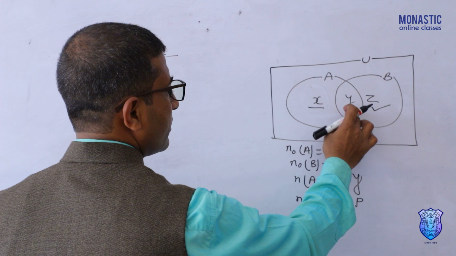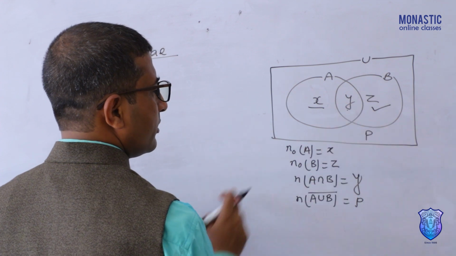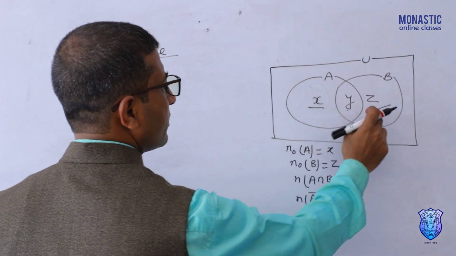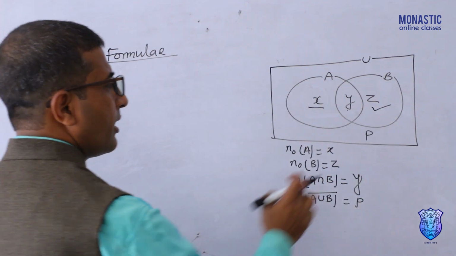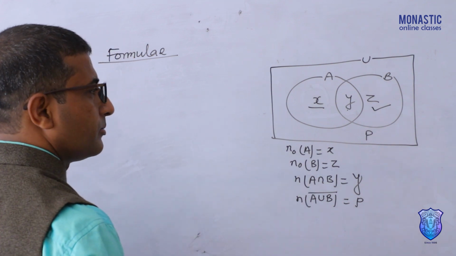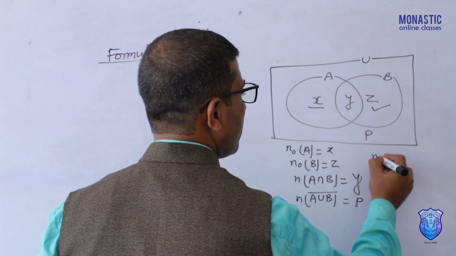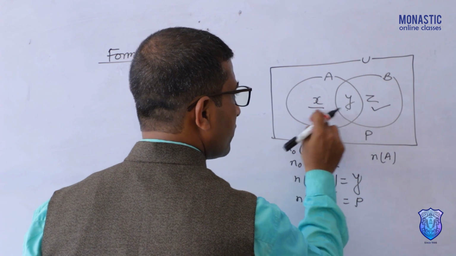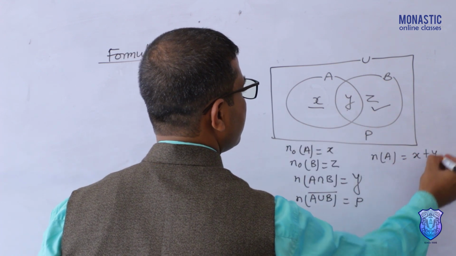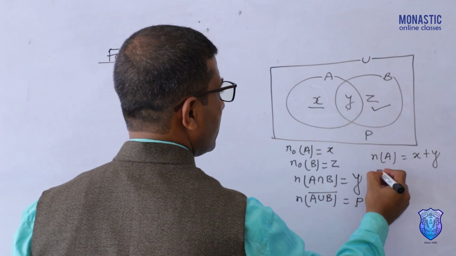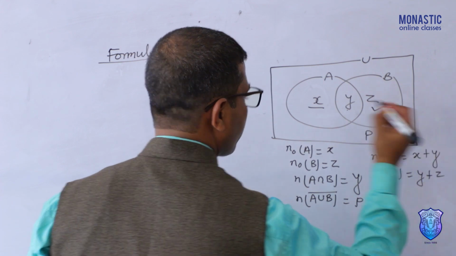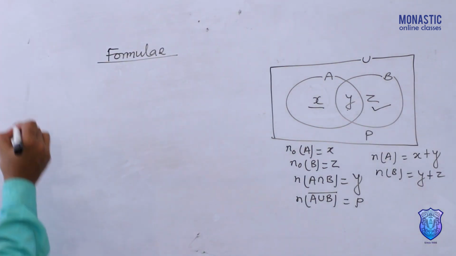This is number of A intersection B. This is number of only A. This is number of only B. And this represents number of A union B. When we say number of A, it means the sum of these two, that is X plus Y. Number of B, that is Y plus Z. Now let's start.